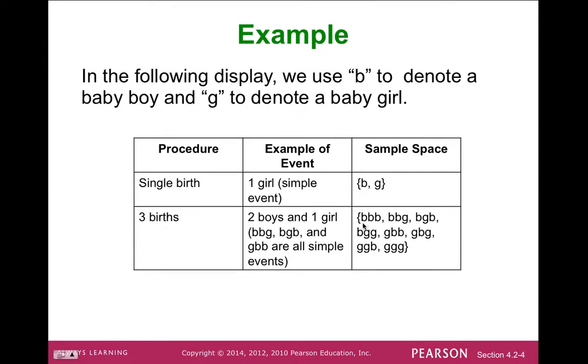So in this case, you could have a boy, a boy, and a boy. You could have a boy, a boy, and a girl, a boy, a girl, and a boy, a boy, a girl, and a girl, a girl, a boy, and a boy, a girl, a boy, and a girl, a girl, a girl, and a boy, and 3 girls in a row. So there's actually 8 different potential combinations when you have 3 births versus 2 combinations for a single birth.